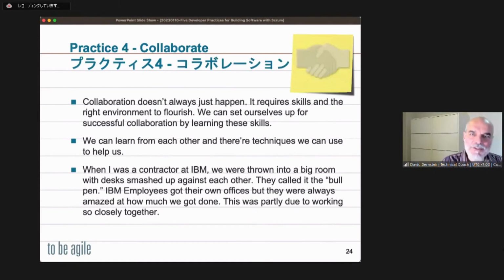The next practice I want to talk to you about is collaboration. And just like other technical practices, collaboration requires skills. It requires understanding and having the right environment in order to flourish. This is a really powerful way to share information, to learn. And the 2 techniques that I really find most valuable are pairing and mobbing, which we'll talk about.